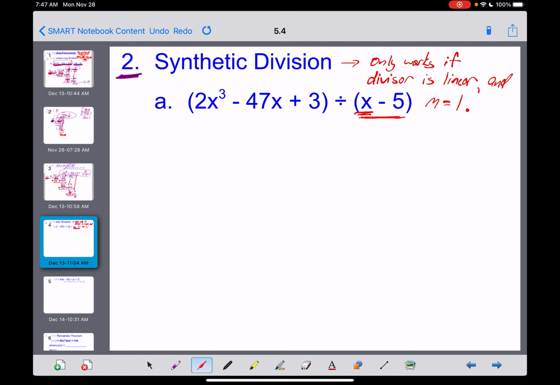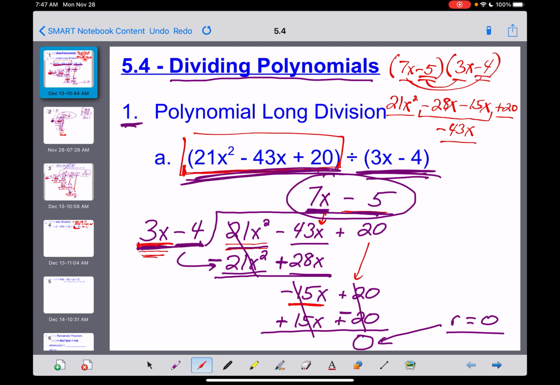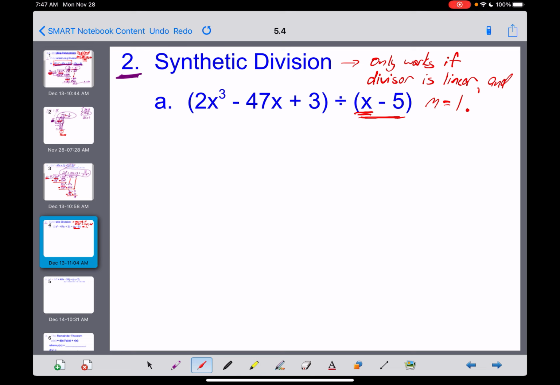Now, just for the sake of argument, if that had been an 8x minus 5, synthetic division would not work in this case. So if we go back to the very first problem we did, our divisor was linear, 3x minus 4, but the slope there was 3, not 1. So we cannot go back and do this problem again with synthetic division, but we could go back and redo this one before I messed it all up. So, okay, that's what we're looking at here, guys. So we're going to do the exact same problem again, which works here because we're dividing by a linear function with a slope of 1.